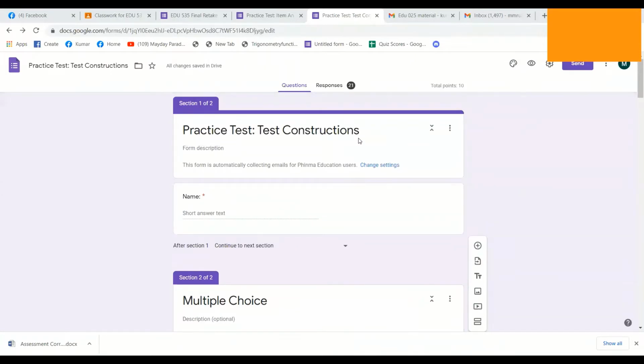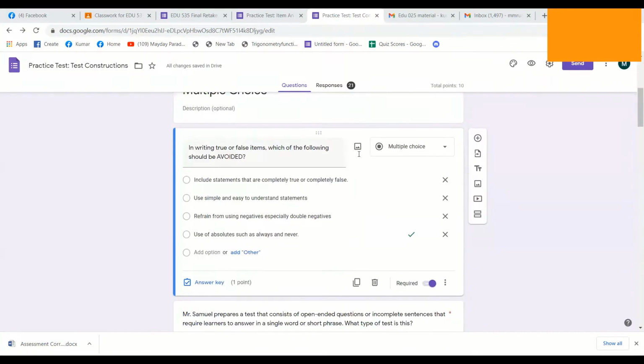Okay, good morning, everyone. So let us try to process the practice tests related to test constructions. So we'll start with item number 1.